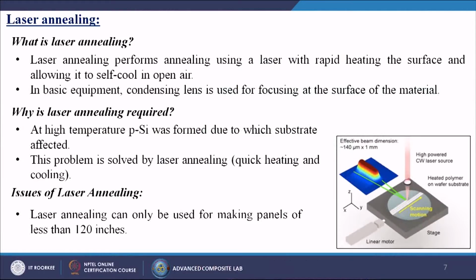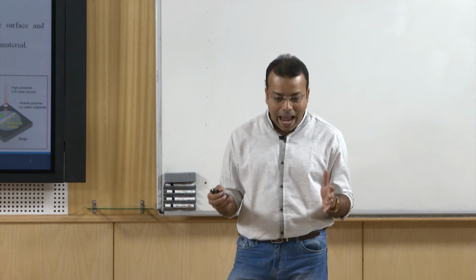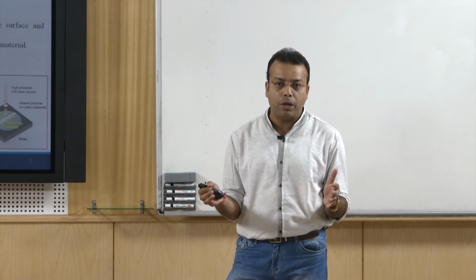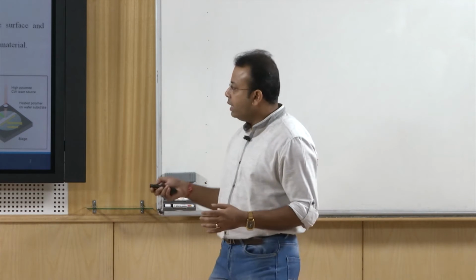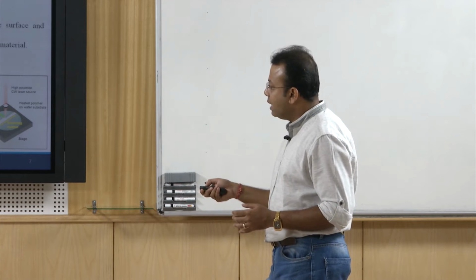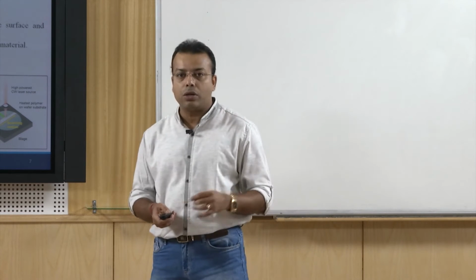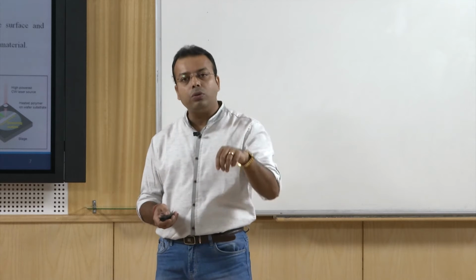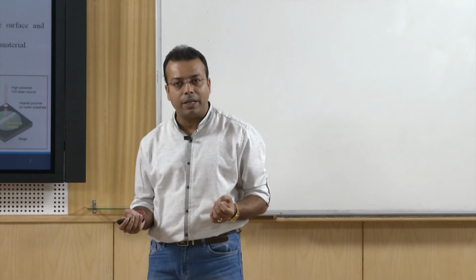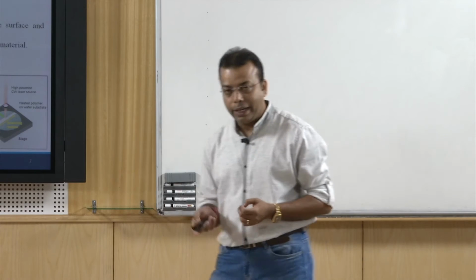So, at high temperature p-doped silicon was formed, due to which the substrate was affected. This problem is solved by laser annealing, with quick heating and cooling. So, here that p-doped silicon is acting as a hole transport material, and an issue of laser annealing is that it can only be used for making panels of less than 120 inches. So, we can't go deeper, that is a small disadvantage of this laser annealing.